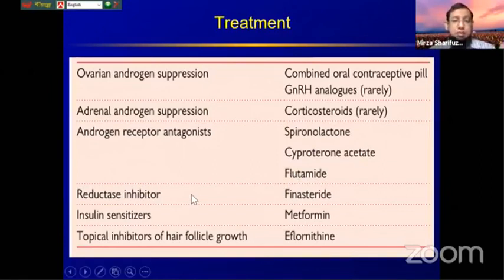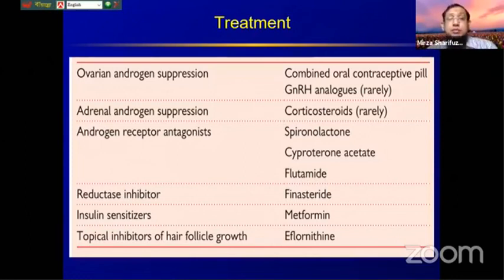We can prevent testosterone from becoming active by giving a 5-alpha reductase inhibitor, finasteride. We can use an insulin sensitizer, metformin, that will increase the SHBG, that in turn will decrease the active androgen. We can use topical agents that will also inhibit androgen from acting on the hair follicle. Eflornithine local cream can be used on the hair follicle to prevent hair growth.